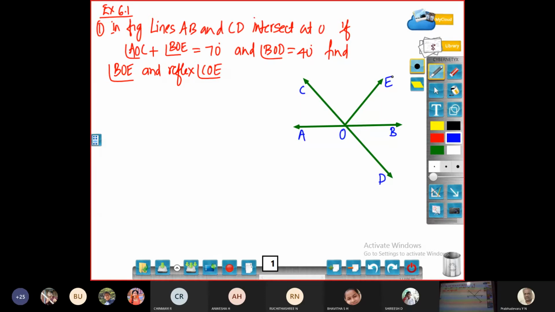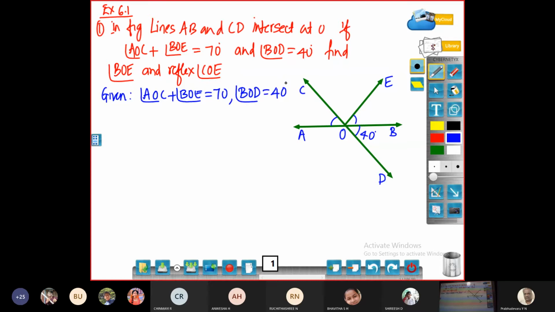AOC plus BOE. Look at the diagram. AOC, then BOE, together they make 70 degrees. It is given that AOC plus BOE is equal to 70 degrees. And then angle BOD is given, that is 40 degrees. So the second angle, BOD, is 40 degrees.